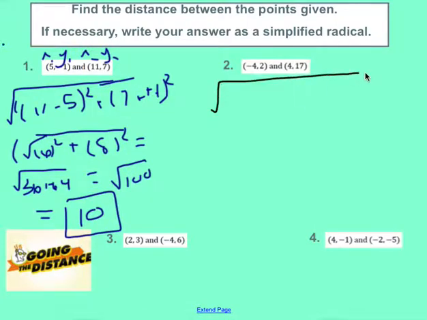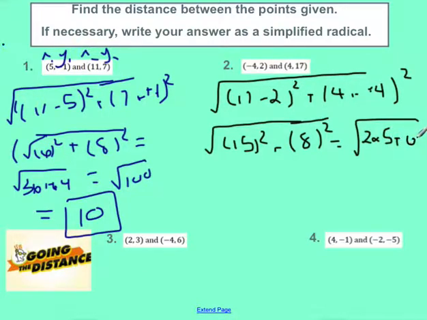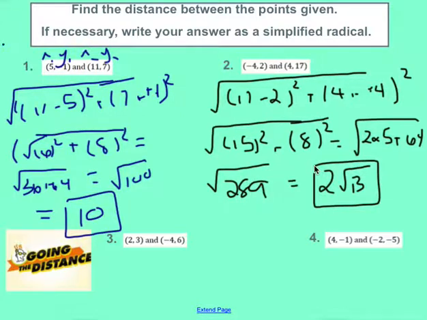So for number 2, we're going to do x2 minus x1 squared plus y2 minus y1 squared. Add those up. So 17 minus 2 is 15 squared plus 4 plus 4. Remember, when you subtract a negative, it becomes a positive, and you get 8 squared. So then you end up getting the square root of 225 plus 64, which is the square root of 289, which again is a perfect square.